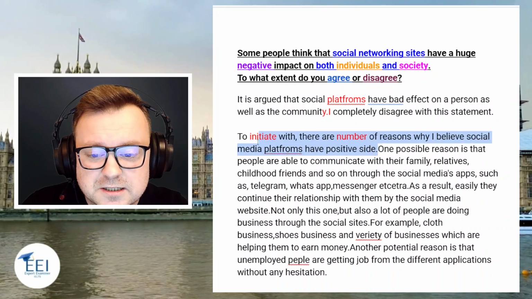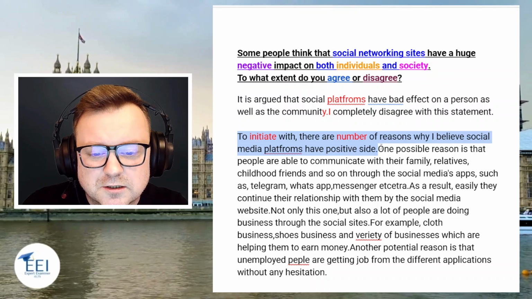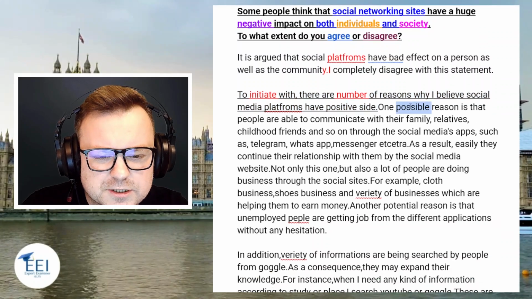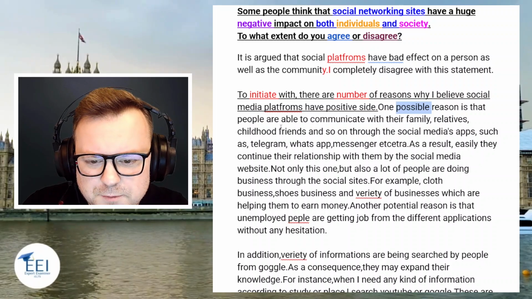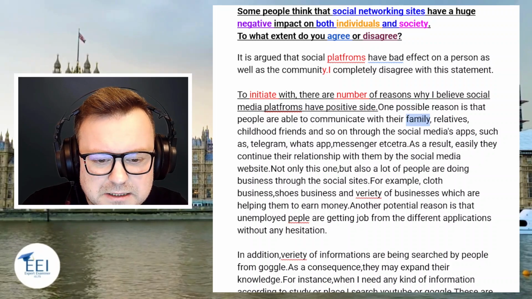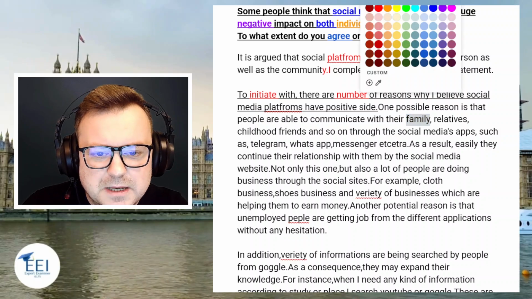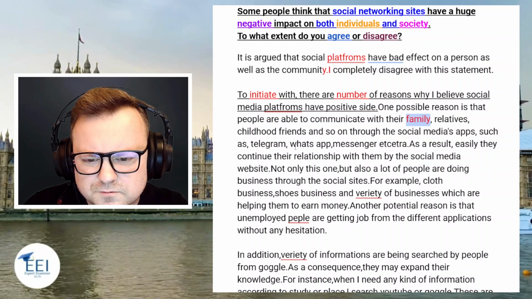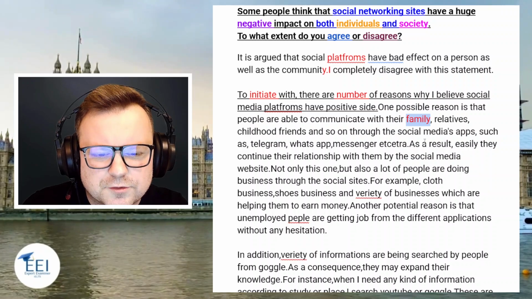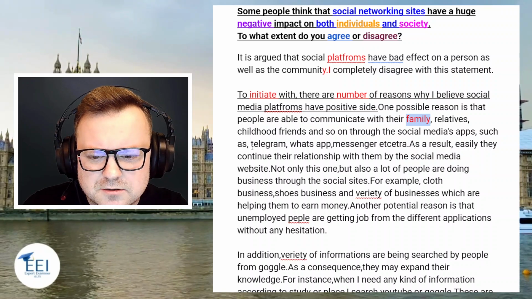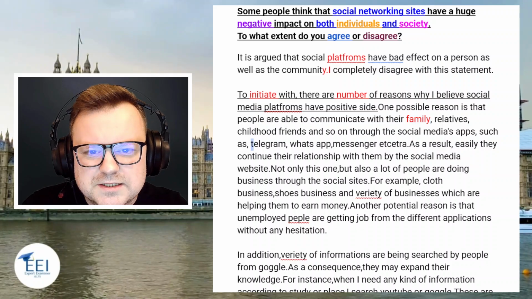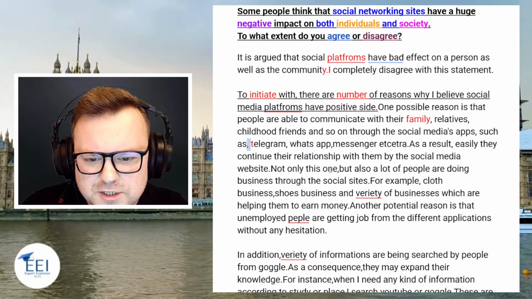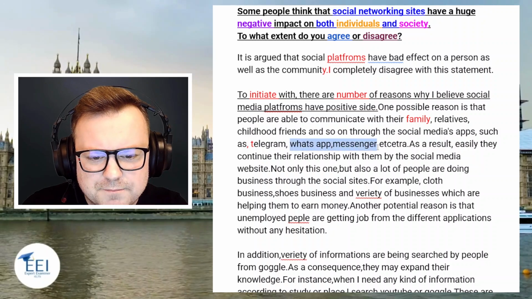Okay, cool, but just tell us this. So this sentence is absolutely irrelevant. We don't need it. Just get straight into it. So one possible reason is that people are able to communicate with their families. People with their families, relatives and families, same thing, no? Childhood friends and so on, through the social media's apps, such as Telegram should be capitalized, and we don't need a comma here, such as Telegram, WhatsApp, Messenger.